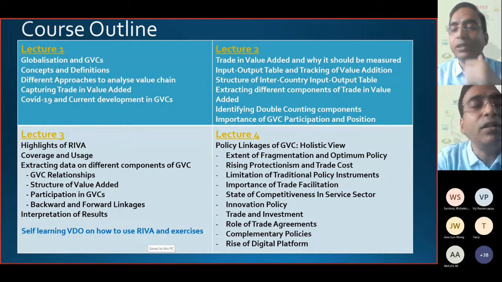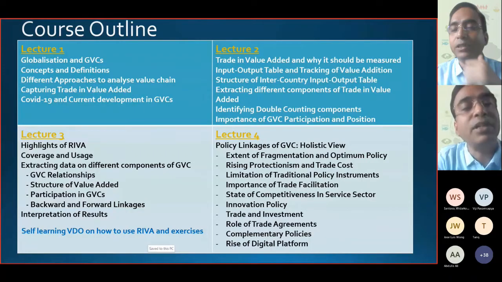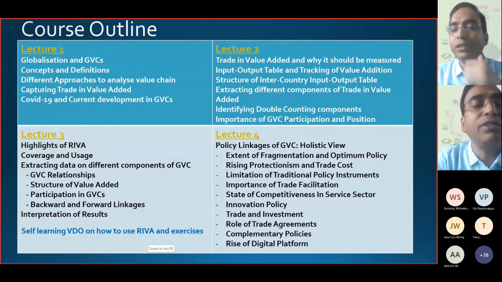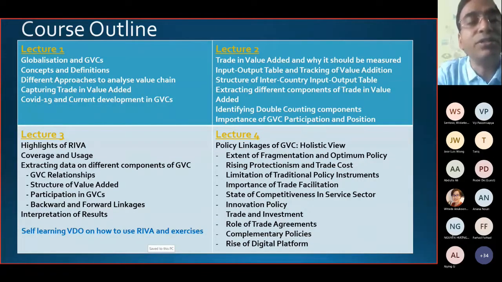In lecture one, it is basically the concepts and definitions, different approaches to analyze the value chain, and how there have been several attempts made in the past to capture it, and how the literature is getting stabilized, because as I mentioned in the beginning, this is a new area, plenty of research is going on, and a large number of research institutes around the world are involved. So there are a lot of discussions. Different approaches have been converging, and multi-regional input-output table-based approaches are increasingly becoming very important.